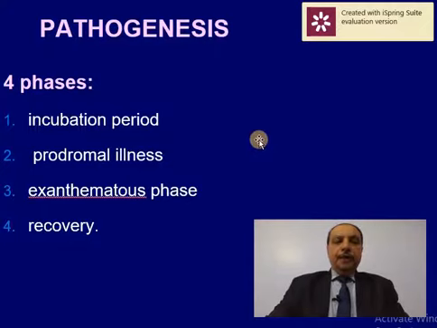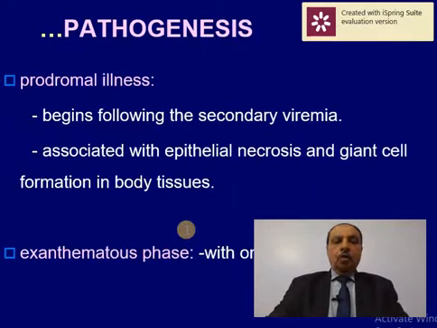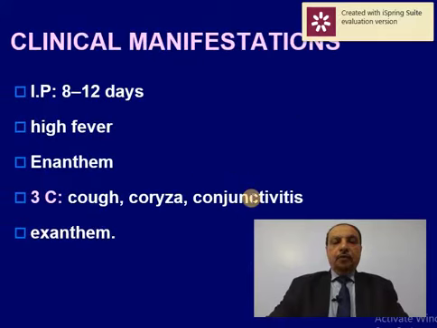Measles has 4 phases: the incubation period, the prodromal illness, the exanthematous phase, and the recovery phase. During incubation, the virus migrates to regional lymph nodes. There will be primary viremia, virus spread to the reticuloendothelial system, and a secondary viremia characterized by spread of the virus to the body surfaces causing the rash. The prodromal illness begins following the secondary viremia, and it is associated with epithelial necrosis and giant cell formation in the body tissues. In the exanthematous phase, there is an onset of rash.